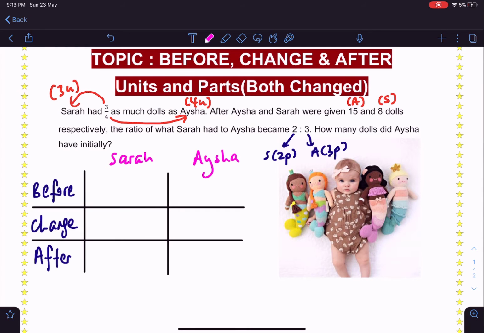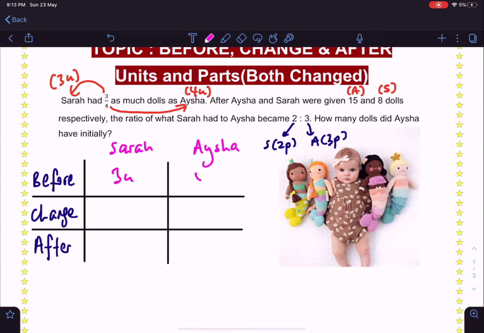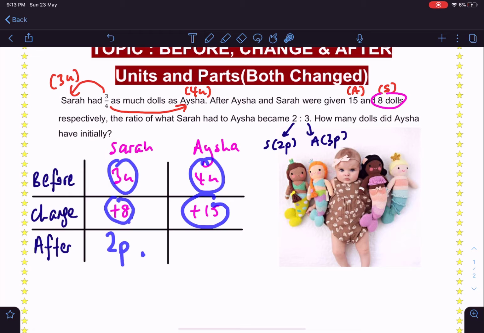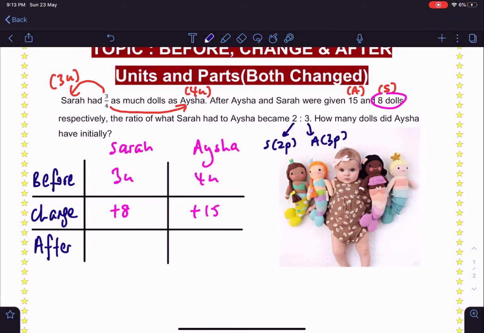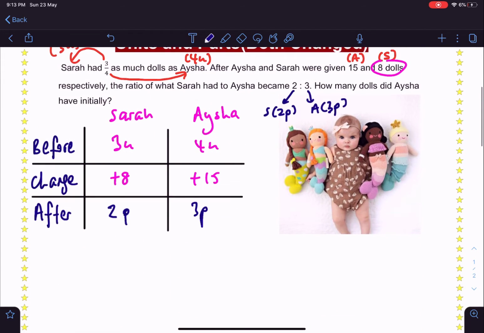Now, so Sarah, before, she has 3 units. Aisha 4 units. So for Sarah, she was given 8 dolls, so I add 8 for her. Aisha 15, add 15. Now, these 3 units, when you add 8 dolls, you will get the 2 parts in the end. For Sarah, 4 units for Aisha, add 15 dolls, you will get the 3 parts in the end, which is according to this one here. So in the end, we can have for Sarah 2 parts. Aisha 3 parts.